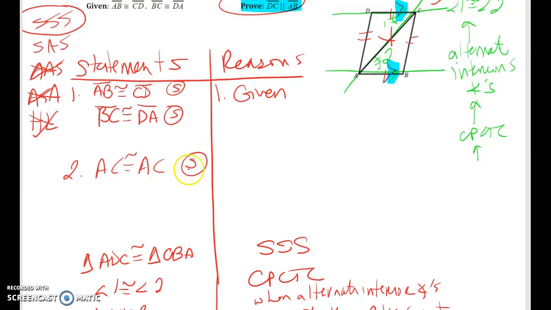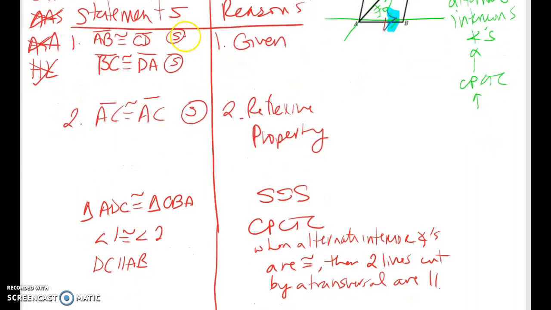So notice I'm putting the little S next to there because I have a congruency statement about a third side. We know that is the reflexive property, or a segment is congruent to itself. So I have three statements involving the congruence of sides, so I have enough information to prove the triangles congruent by side, side, side.